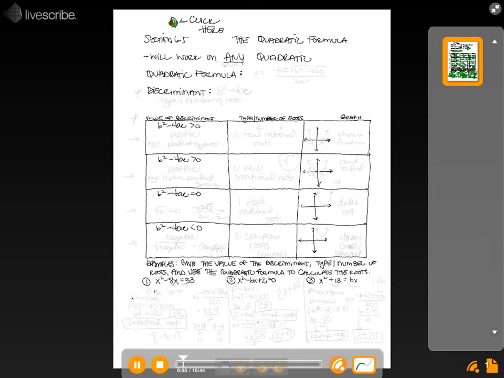The completing the square method works for any quadratic, but it's kind of messy. It's got several steps, a lot of work involved, sometimes some nasty fractions and square roots, so a lot of people don't like to use it. That's where the quadratic formula comes in.